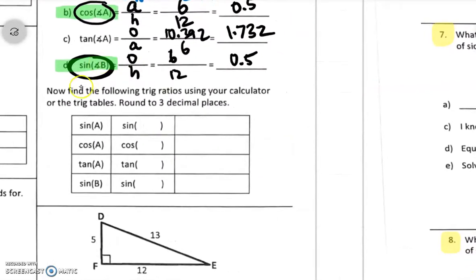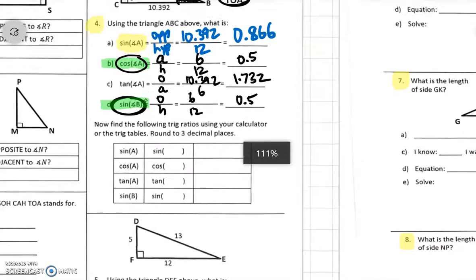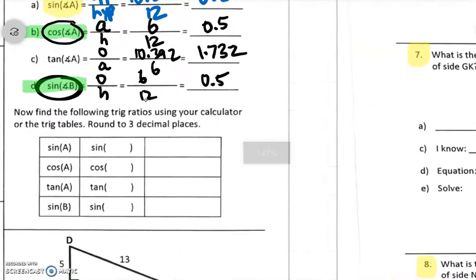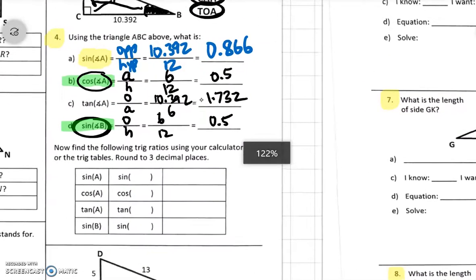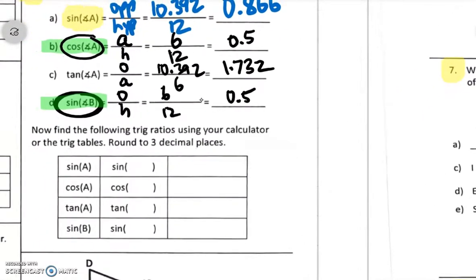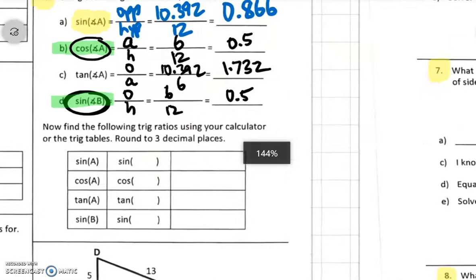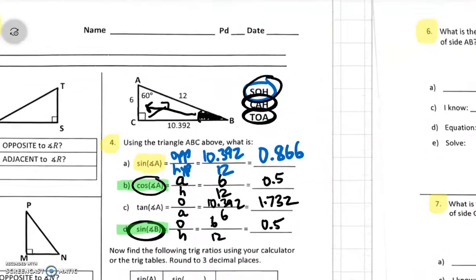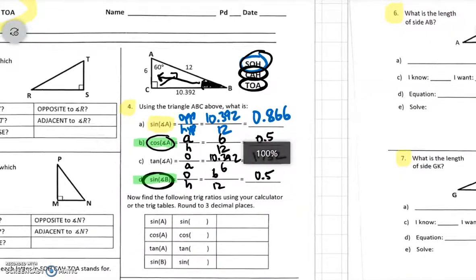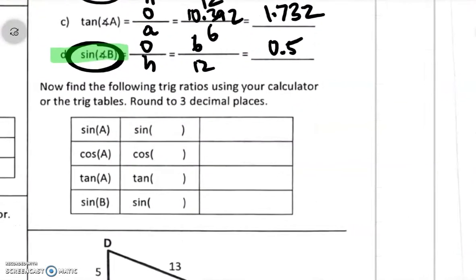So now the table is here. It says now find the following trig ratio using your calculators or the trig tables. We can just use a calculator because we all have a calculator. It says round to 3 decimal places. So it says sine of angle A, looking at this table, it wants us to find the sine of angle A. Angle A, as you can see in the diagram, is 60 degrees. So I'm going to replace angle A with 60 degrees. And we can replace it here and here.